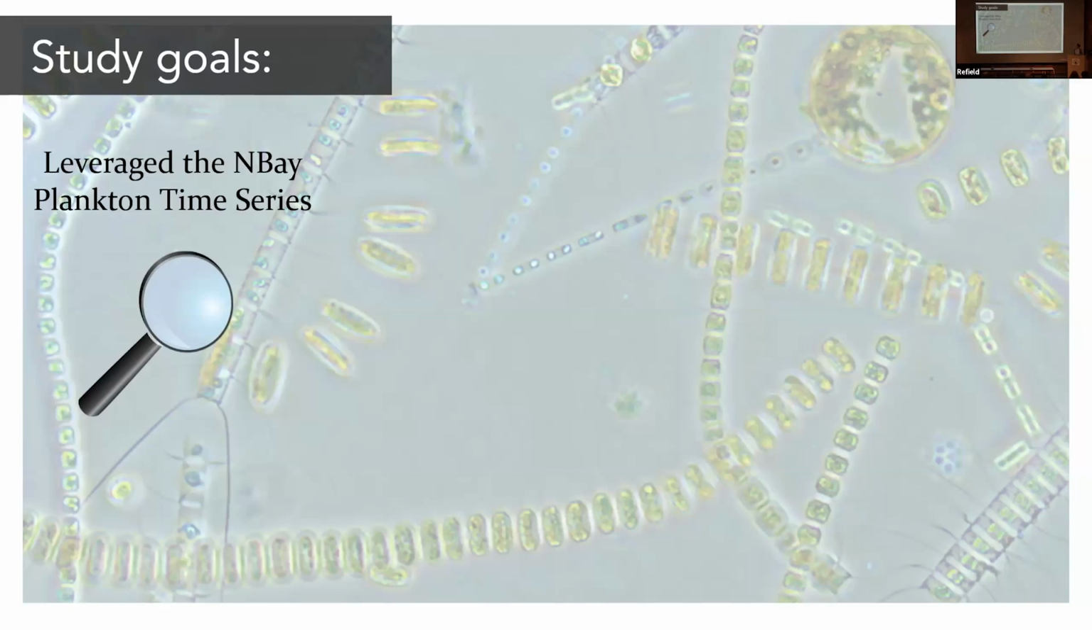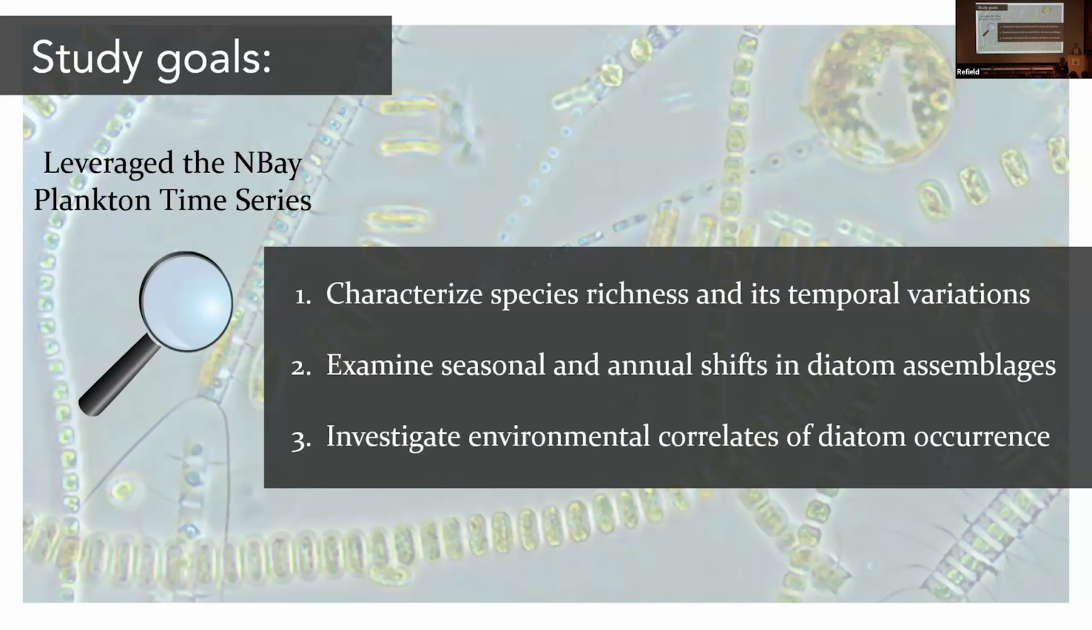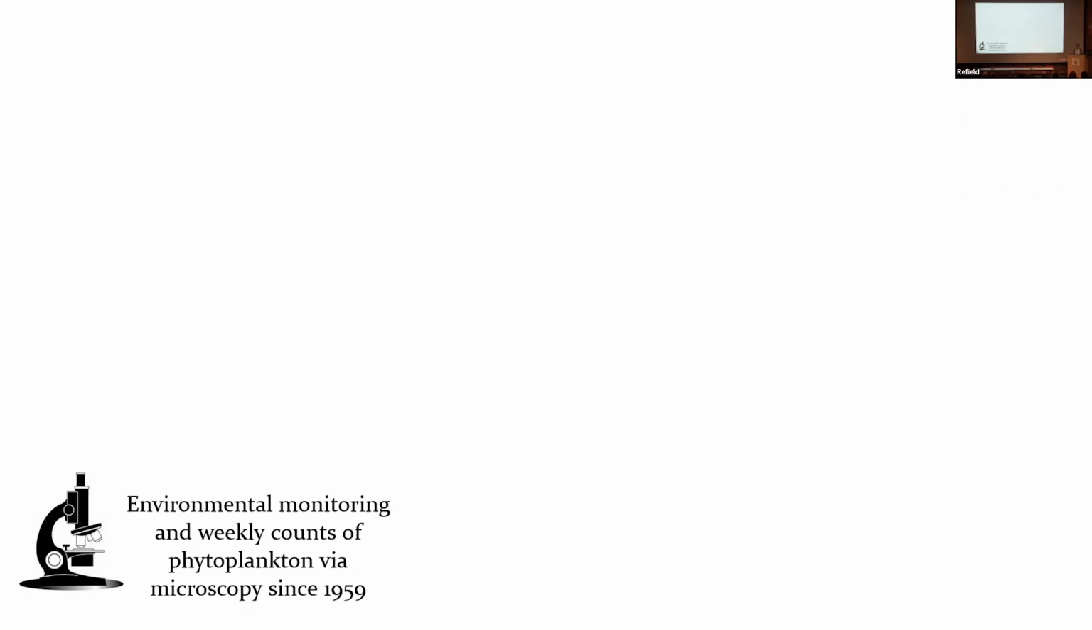So here, we leveraged the Narragansett Bay Plankton time series using a metabarcoding approach, and we had three goals: to characterize species richness and its temporal variations, to examine the seasonal and annual shifts in diatom assemblages, and to investigate the environmental correlates of diatom occurrence within the time series.